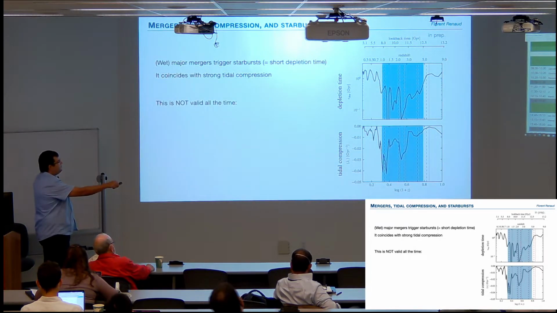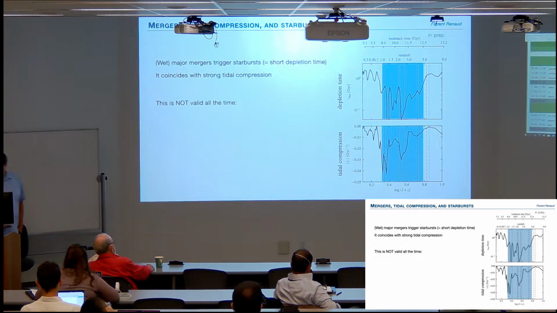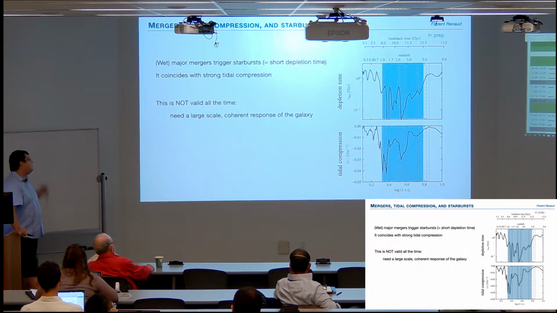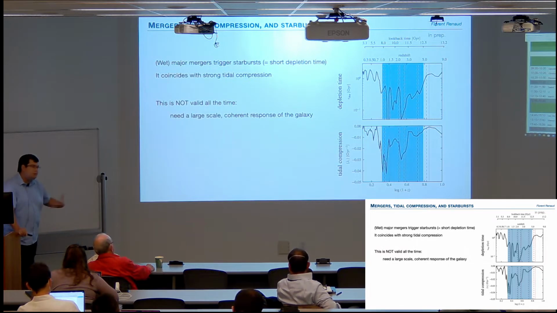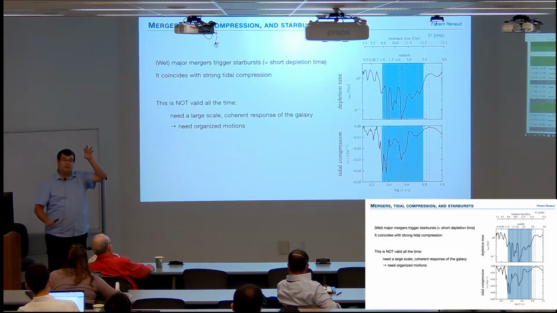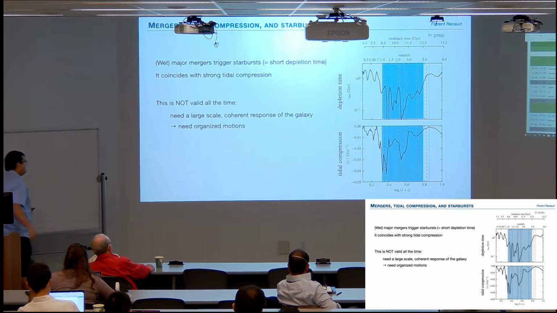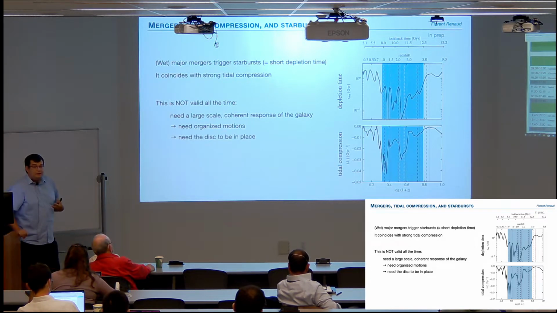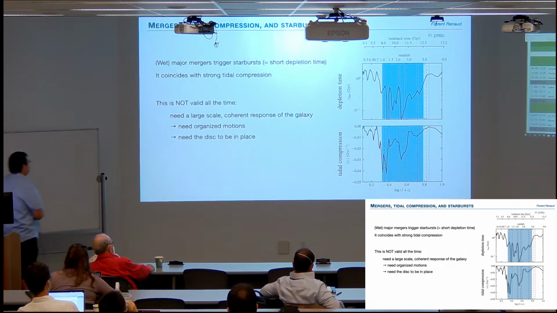You see that the first one, for example, doesn't have a big effect. It's really not doing what you expect. It's not valid all the time because you need to have this strong response of the galaxy. You need a large-scale, coherent response of the disk of the galaxy. This means that you need organized motion. You want this packet of gas to respond in a similar way to that packet of gas. Otherwise, it's just complicated chaos almost. So this means that the disk has to be in place to do that. And that's why it's not active very early on.